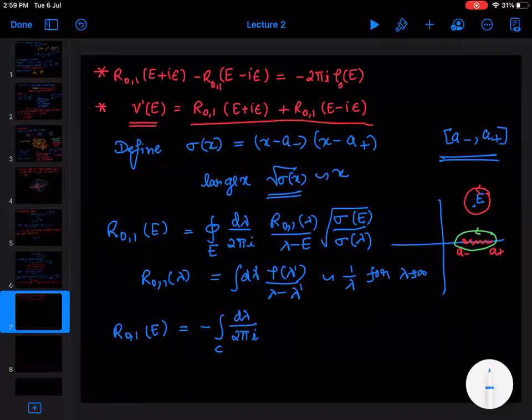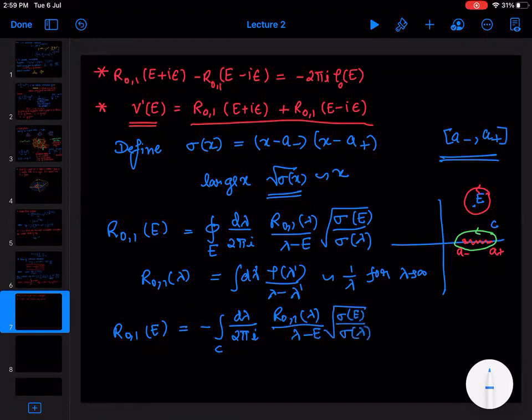Okay, so now this contour is around the branch cut. Once we write this integral about this branch cut, then we have to be careful where we are choosing our r0, 1, because it is different if we approach the real axis from here, and it is different if we approach the real axis from here.